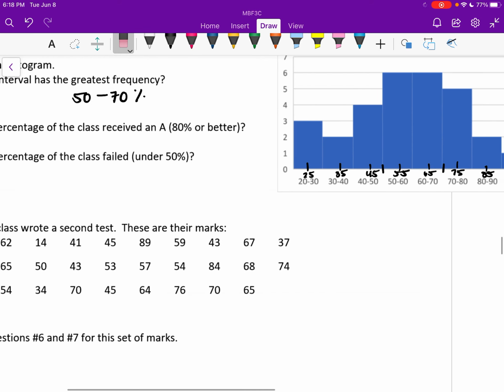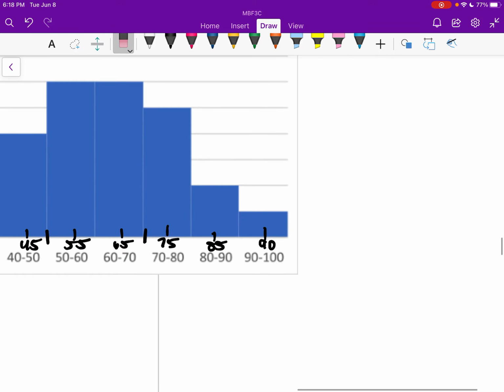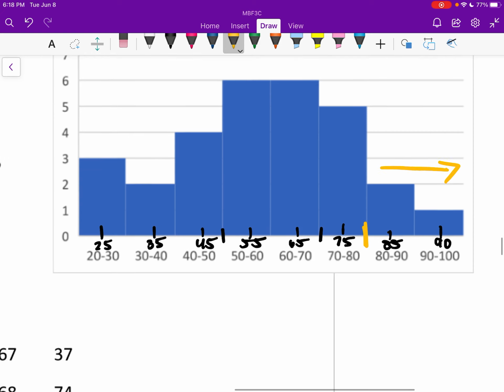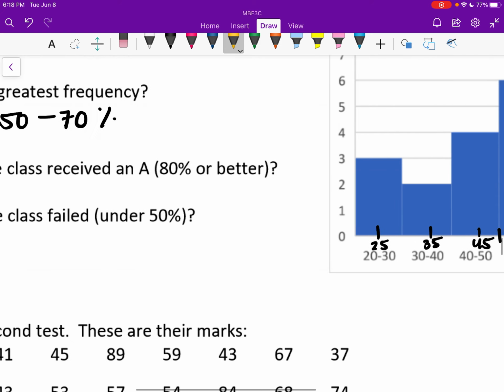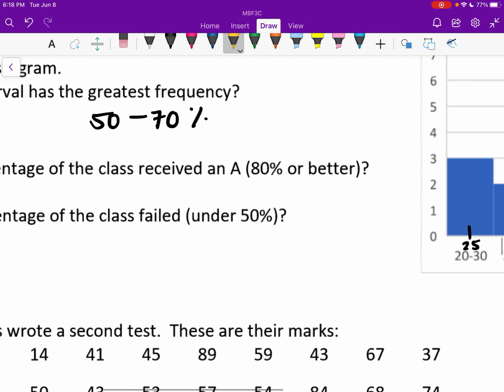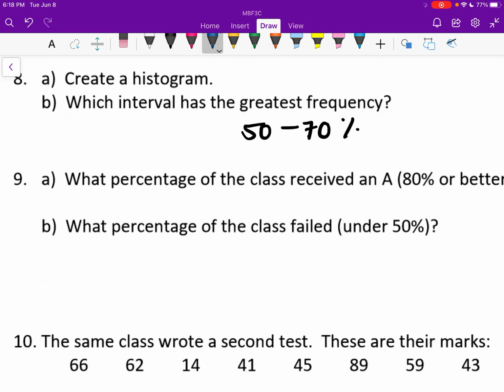What's the percentage of the class that received an 80 or better? And it's really easy to find that. Go to 80%, and see how many people did 80% or higher. So we have a frequency of 2 here and a frequency of 1. That means 3 out of 29 students got higher than an 80, or they got an A. So we can do 3 divided by 29 multiplied by 100 to give us the percentage of the class that did well. So 3 divided by 29 times 100 is about 10% of the class, right? So 10% of the class got higher than 80.